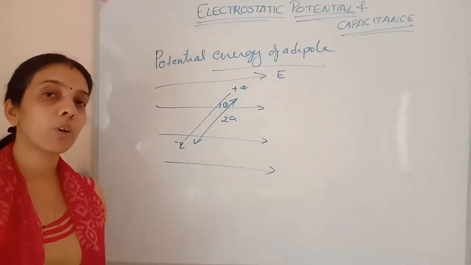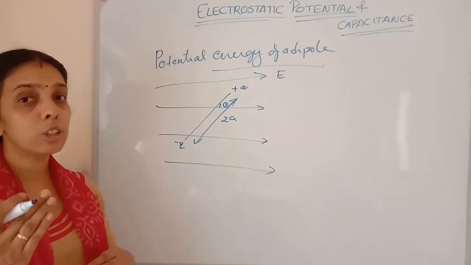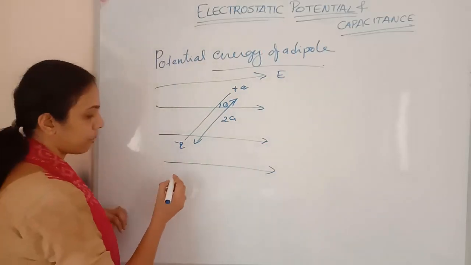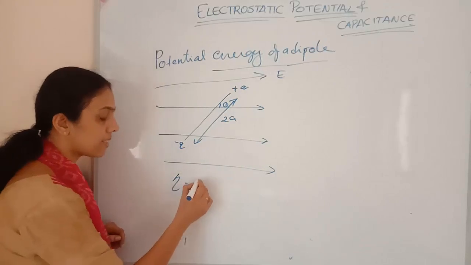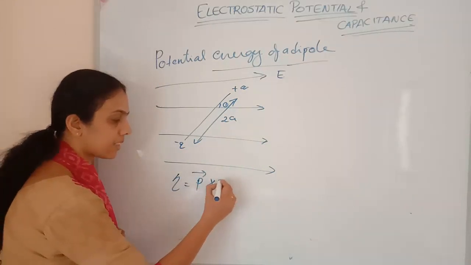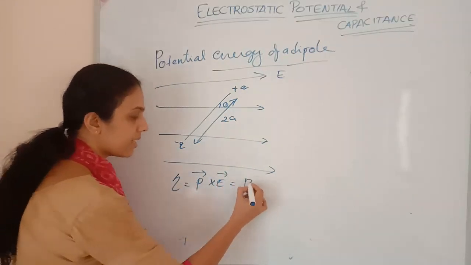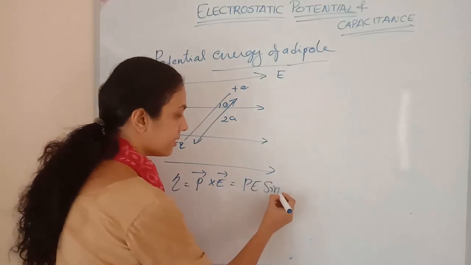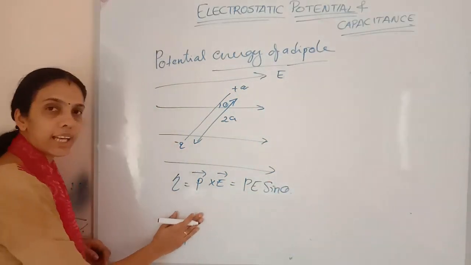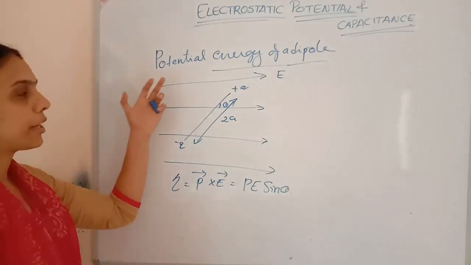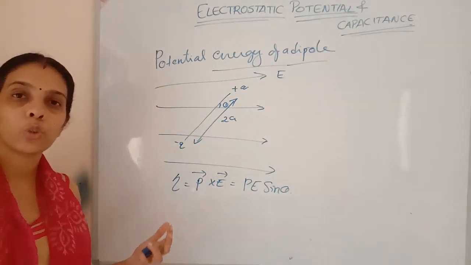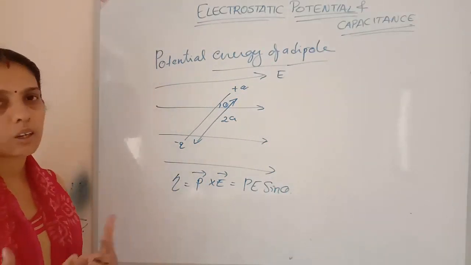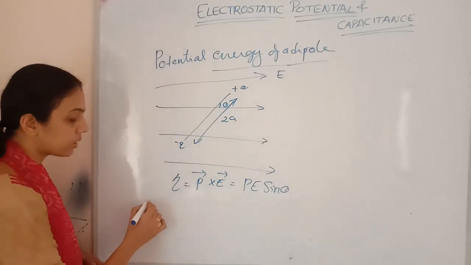For that, we already found out the torque acting on the dipole. So what is the torque acting on the system? Torque equals p cross E, which we already learned is pE sine theta. Okay, we have the torque acting on the system. To find out the potential energy, what should we do? We should find the work done on the system.